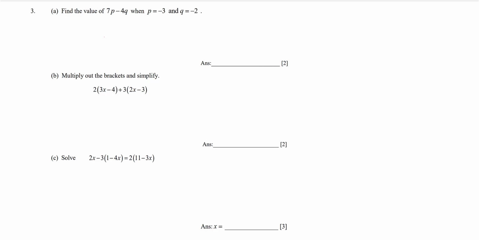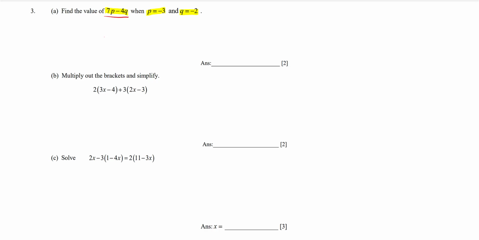Question 3a, we need to find the value of 7p minus 4q when p is equal to negative 3 and q is equal to negative 2. So we just need to plug those values of p and q into this expression here. The only thing we need to be careful about is we've got these negative numbers.